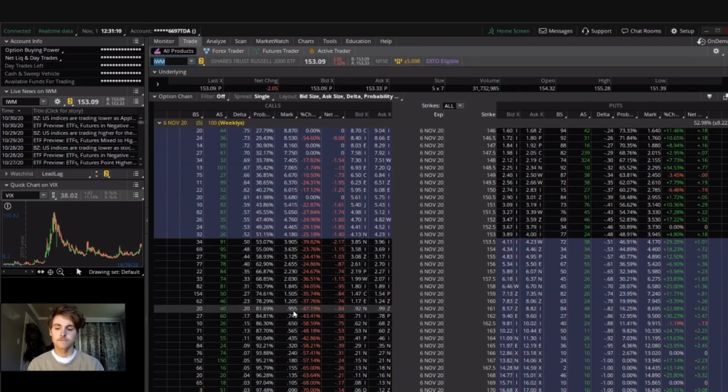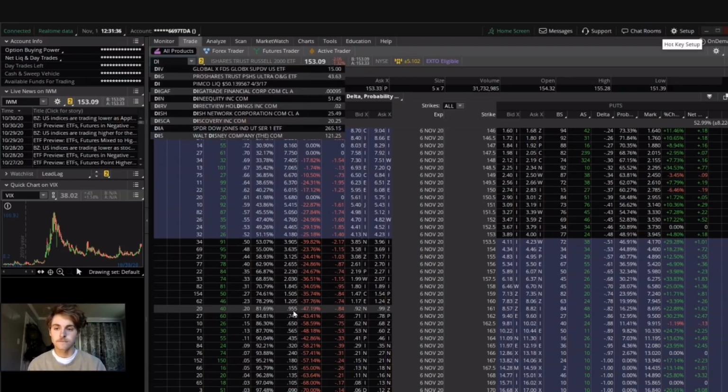When you can see that, you're seeing that there's a lot of liquidity based off the bid size and the ask size, as well as value for creating a credit spread. Because when you create a credit spread, which I will go over, you need two options that you buy and sell in a certain order to set up that credit spread. So yeah, IWM is a fantastic one.